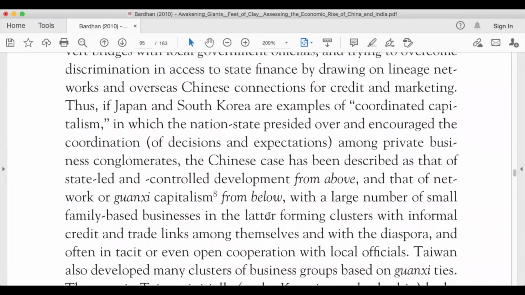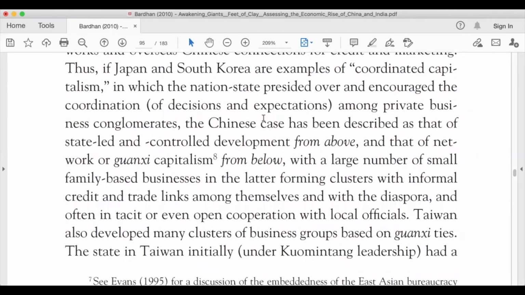presided over and encouraged coordination of decisions and expectation, you saw a little bit of how that was done in the previous reading. Among private business conglomerates, the Chinese case has been described as that of state-led and controlled development from above, and that of network or guanxi capitalism from below, with a large number of family-owned businesses, in the latter forming clusters with informal credit and trade links among themselves and with the diaspora, and often in tacit or even open cooperation with local officials.